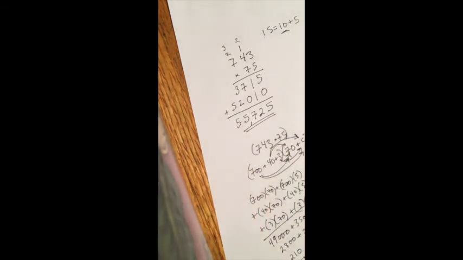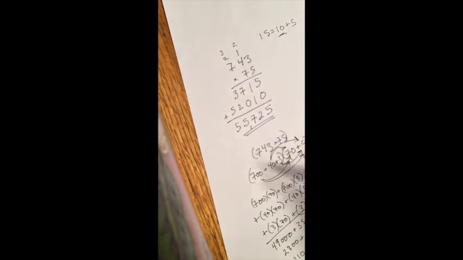Both ways are acceptable, but obviously this one is much faster, so I'd encourage you to learn that algorithm, but also to understand what we're doing here, what these numbers are made of. You know, that 743 is made of 700, 40, and 3, and we can break those into their separate components. And I hope you learned something from this video, and I wish you good luck.